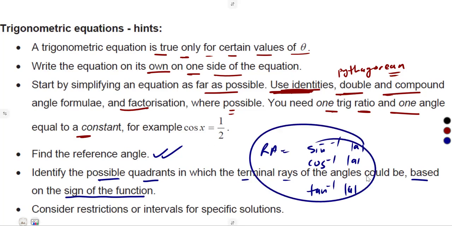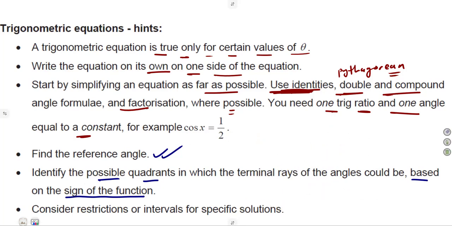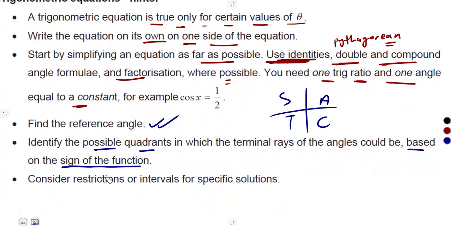There, we never used it. We just used the number that is there. Then you consider the sign, to say, is it positive or negative, because that helps when it comes to the quadrants from the CAST concept. The sign tells us which quadrant we are going to use. Consider restrictions or intervals for specific solutions.